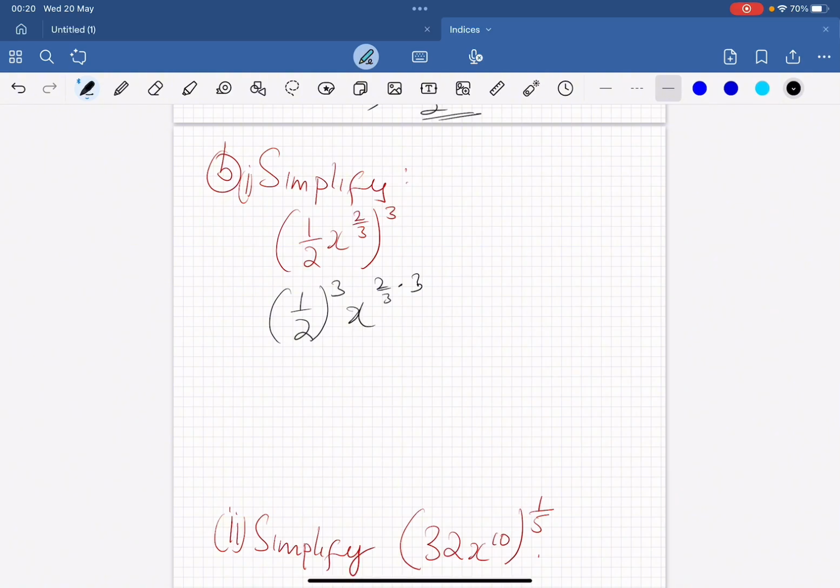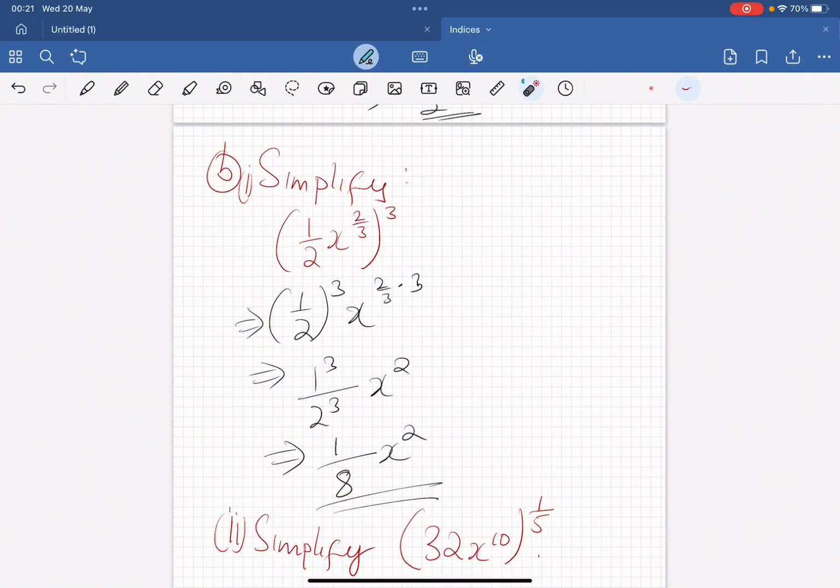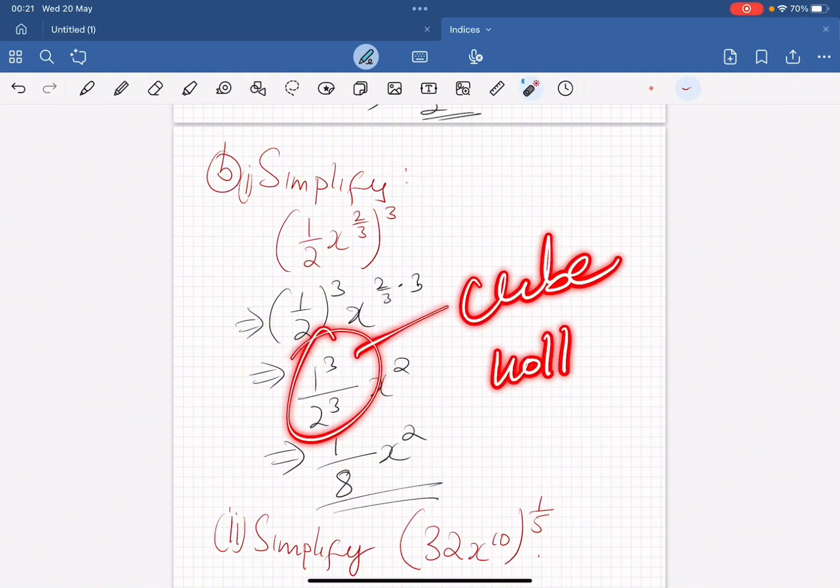And then (1/2)^3 is more or less 1^3 over 2^3. And here the 3's cancel out, so I am simply left with the power 2. And then 1^3 is 1, 2^3 is 8. This should not be hard to compute because you should know these are basically cube numbers. You should know your cube numbers by heart.